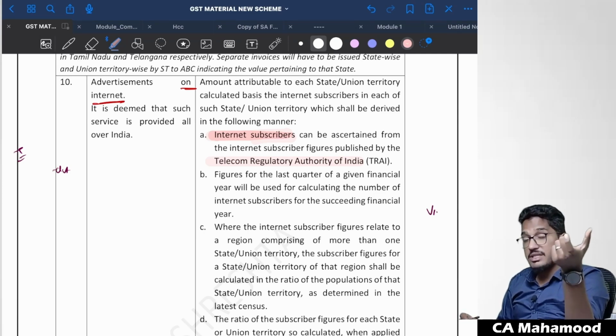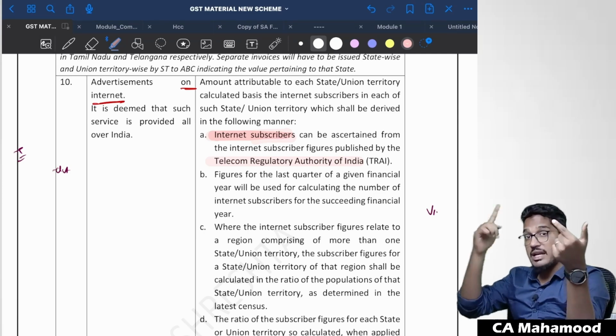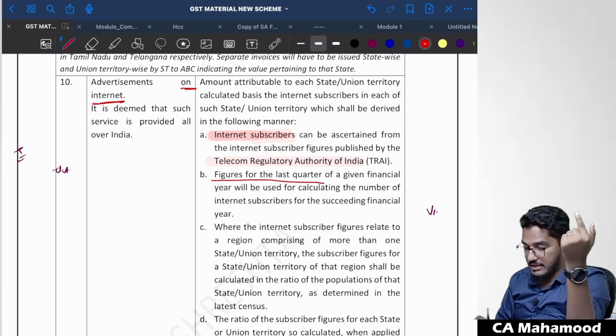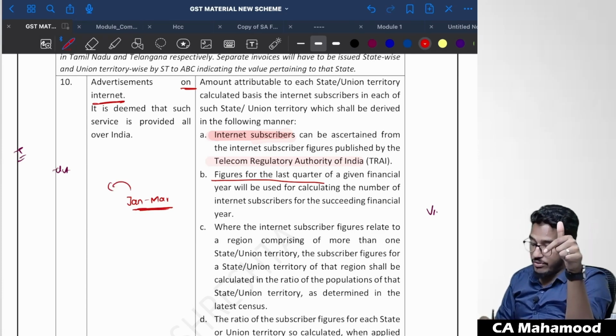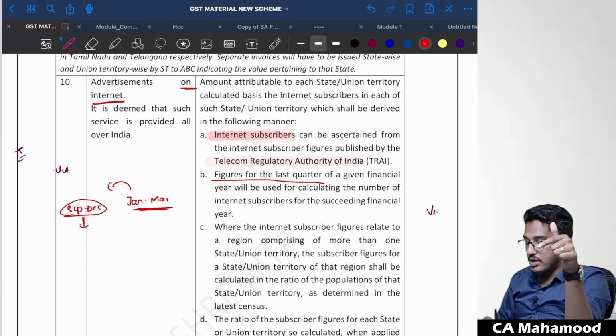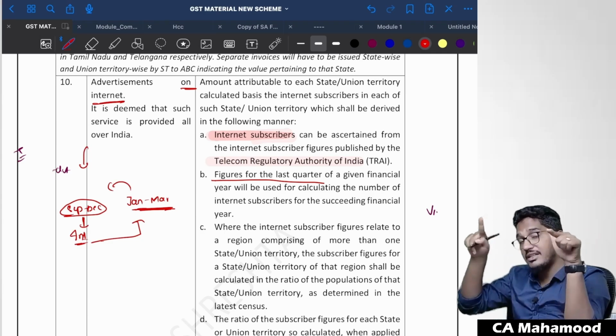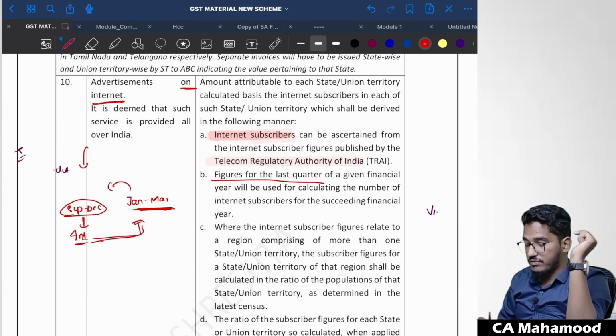Sir, which internet subscribers data I have to use? For television, they told last week of the previous quarter. But here they say something else. Here they say that figures for the last quarter should be used for current quarter. For example, if I take the same scenario, January to March, this is the current quarter. Now for this current quarter, which internet subscribers data I have to take? I have to go to the previous quarter, that is September to December. For this entire previous quarter, you have to get internet subscribers data, and that data you have to use for the current quarter. For television, they told last week of the previous quarter, but here they are not telling last week of the previous quarter. They are telling take the previous entire quarter's internet subscribers data and use it for the current quarter.